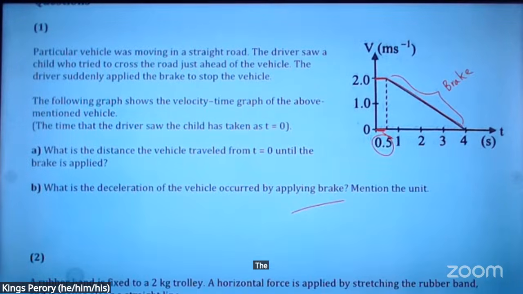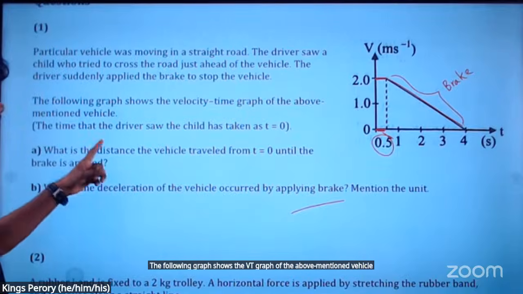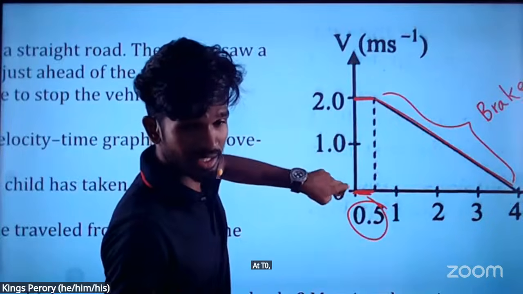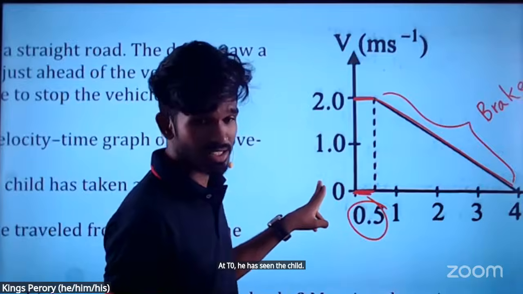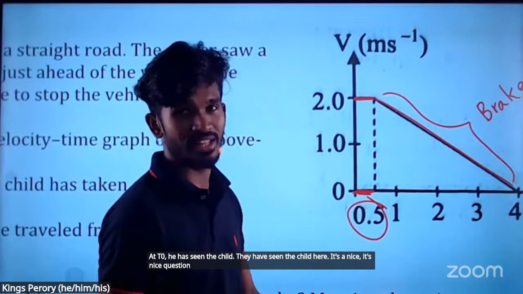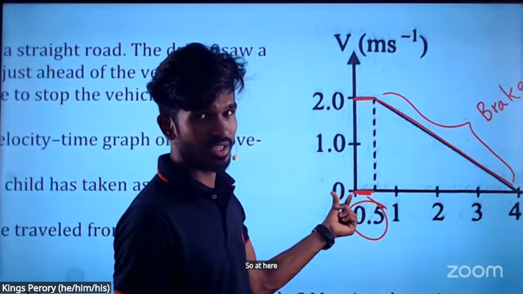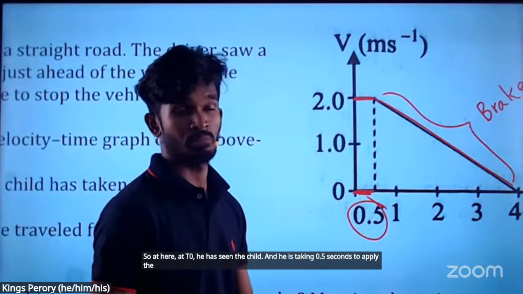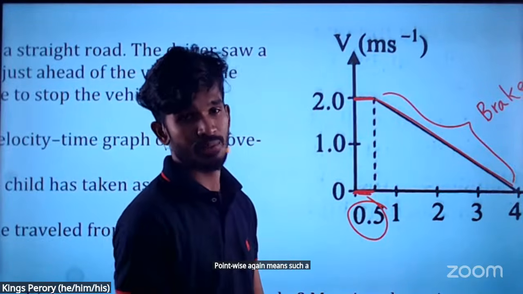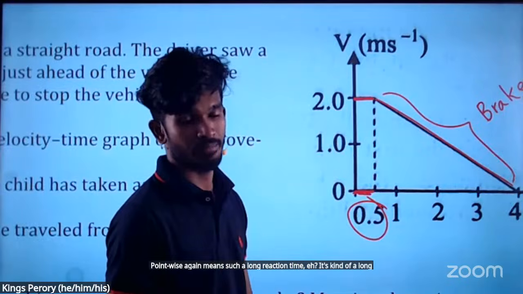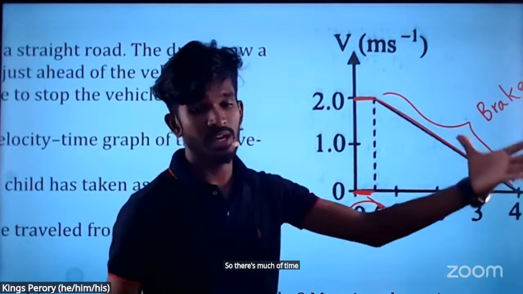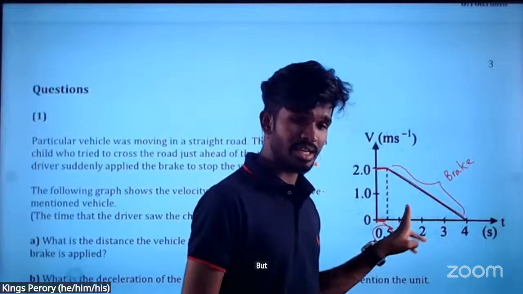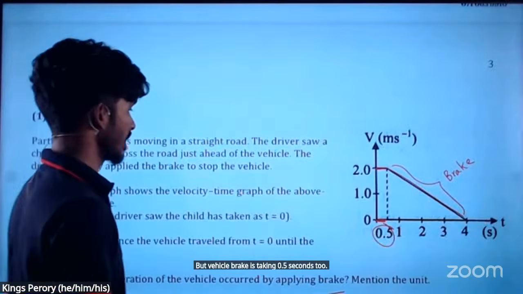The following graph shows the v-t graph of the above mentioned vehicle. The time that the driver saw the vehicle is taken as t0. At t0, he has seen the child. It's a nice question, so many things are there to analyze. He takes 0.5 second to apply the brake. 0.5 second is such a long reaction time. So this much time for him to react, then he applies the brake. Or maybe he is applying the brake, but the vehicle brake is taking 0.5 seconds to work. That also may be an issue.